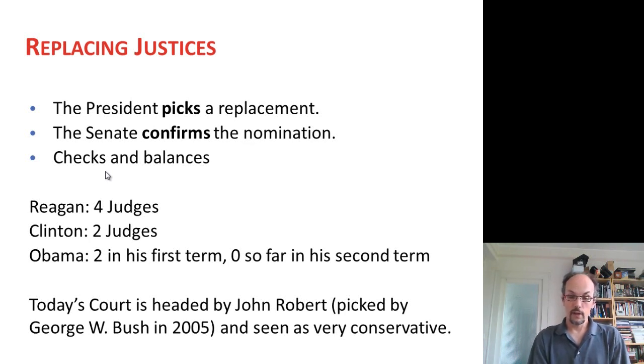And that means that there's a gross inequality between presidents. Ronald Reagan, in 2 terms, got to choose 4 judges. Clinton, in 2 terms, got to choose only 2 judges, meaning Ronald Reagan had a much deeper impact on the composition of the Supreme Court than Bill Clinton. And yet they both served for 8 years.